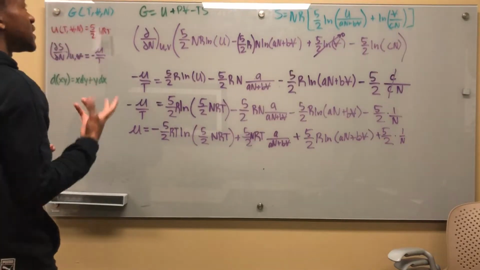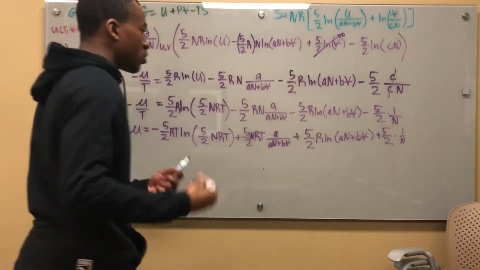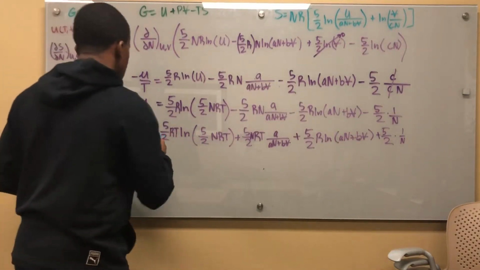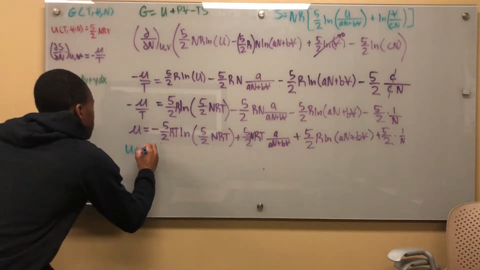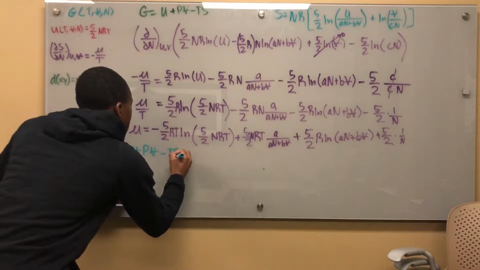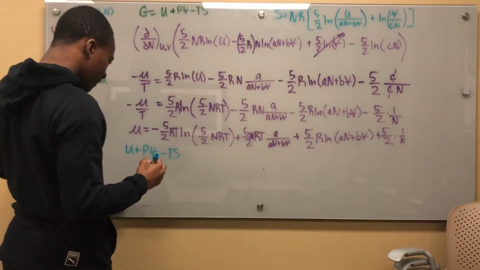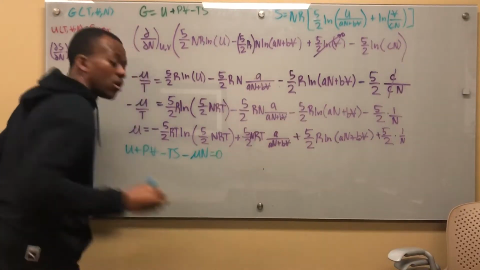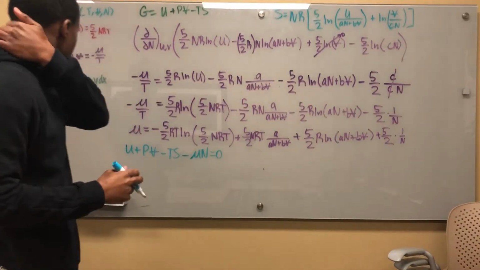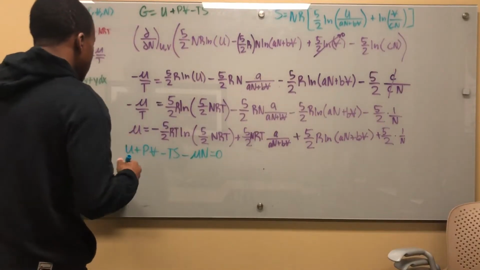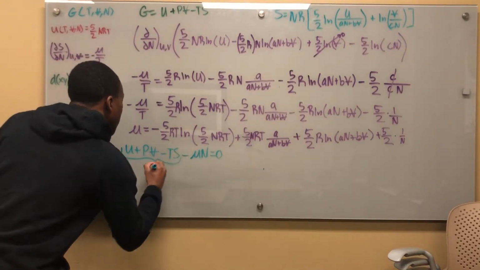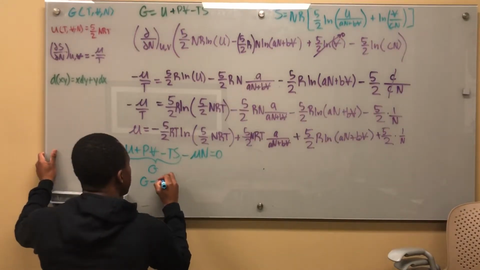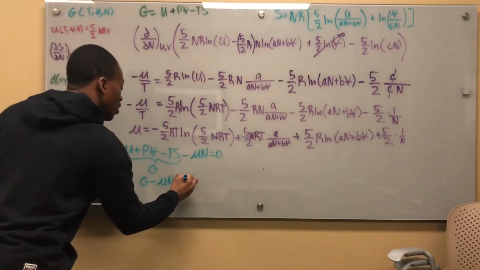What I want you to realize is that once you've tackled Legendre transforms and everything, you know that this whole thing, U plus PV minus TS minus mu N, equals 0, okay? That's just a fact. And what I want us to see is that this whole thing right here is Gibbs free energy. So that being said, G minus mu N equals 0, okay?